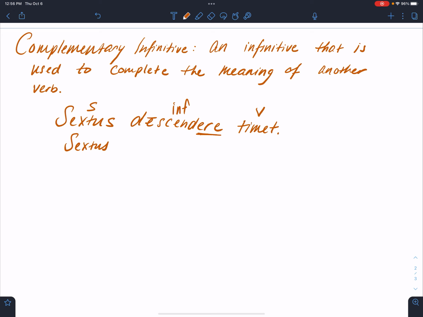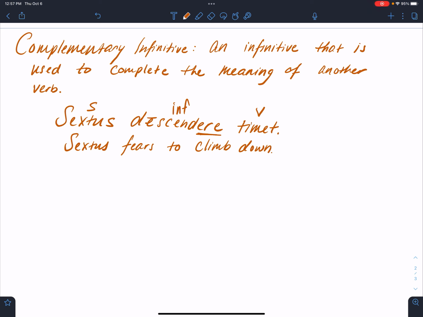Okay, so the translation here is as follows. Sextus, now this is timet. What is he? He's scared. He's scared, but we'll word it this way: Sextus fears to descendere. To what? To climb down. Good. Okay? Right, because I could just say Sextus fears. That sounds okay, but I feel like we need a little bit more. We need it to be a little bit more of a complete thought.